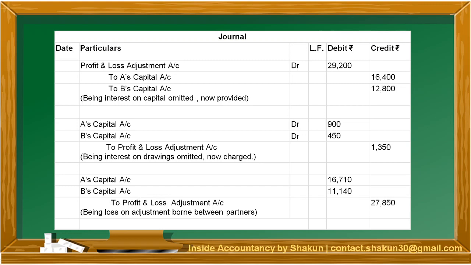The next entry is regarding the loss on adjustment which is borne between partners. Loss always comes on the credit side. It is a credit balancing figure. Therefore, profit and loss adjustment account is credited and partners' capital account is debited.